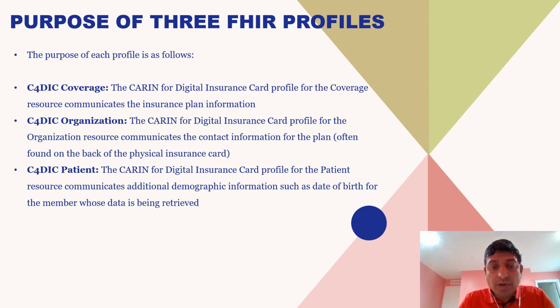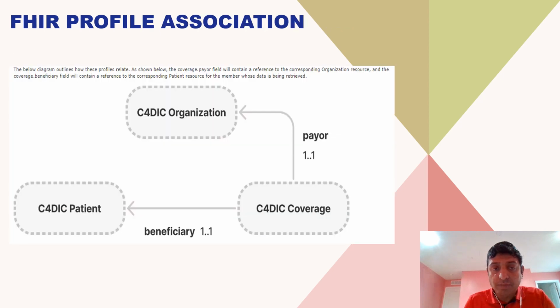C4DIC organization profile is the Carin for the digital insurance card profile for the organization resource that communicates the contact information for the plan, often found on the back of the physical insurance card. C4DIC patient is the Carin for the digital insurance card profile for the patient resource that communicates additional demographic information such as date of birth for the member whose data is being retrieved.